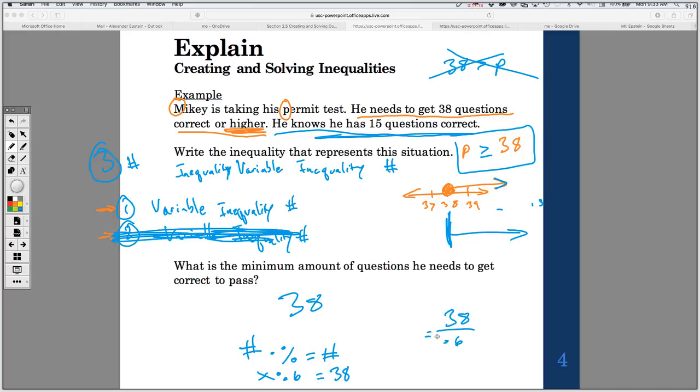But this is all on a different math problem. This isn't what we're working on right now, but that's how you would find it. So 0.6 goes in there. It's almost about 60 questions because 6 goes into 38 about 6 times. So it's about 60 questions if it's 60% to pass.